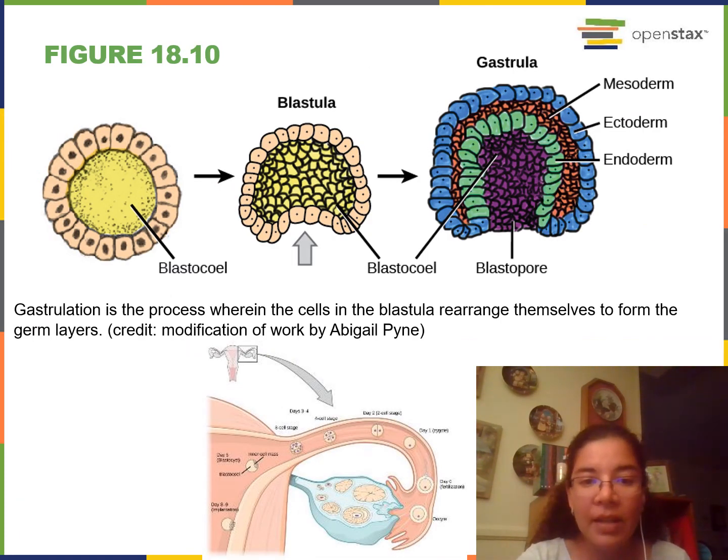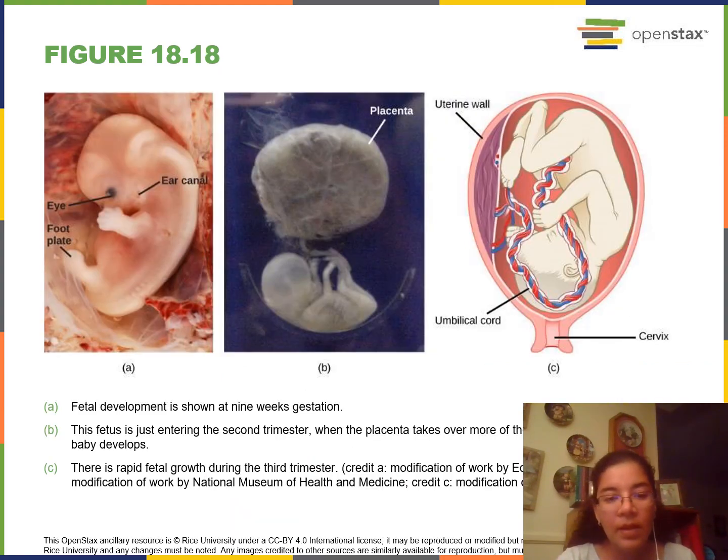So here we have another different image, the blastula, and then we have the gastrula. In the gastrula, we have the formation of 3 layers of cells, the endoderm, the mesoderm, and the ectoderm. And so these will give rise to all the body cells. Fetal development is shown in 9 weeks of gestation. Gestation is that period after fertilization takes place, of the development of the embryo and the fetus. So gestation is those 40 weeks of development.